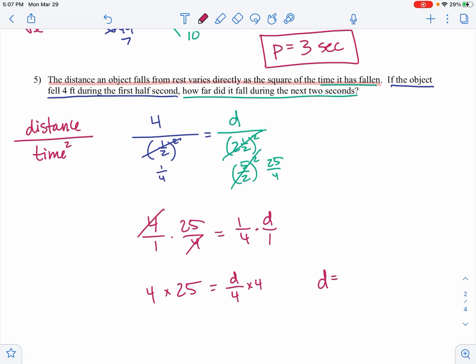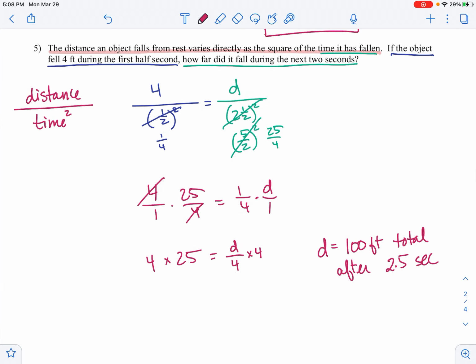What is the distance? The distance that it falls in the 2.5 seconds is 100 feet total after 2.5 seconds. What did they ask me though? They wanted how far it fell during the next 2 seconds. So I've got to take away that first little bit. If I take away the first 4, now it has fallen 96 feet in those 2 remaining seconds. So total after 2.5, it was 100. All right, I know that was fast, but hopefully that made sense.